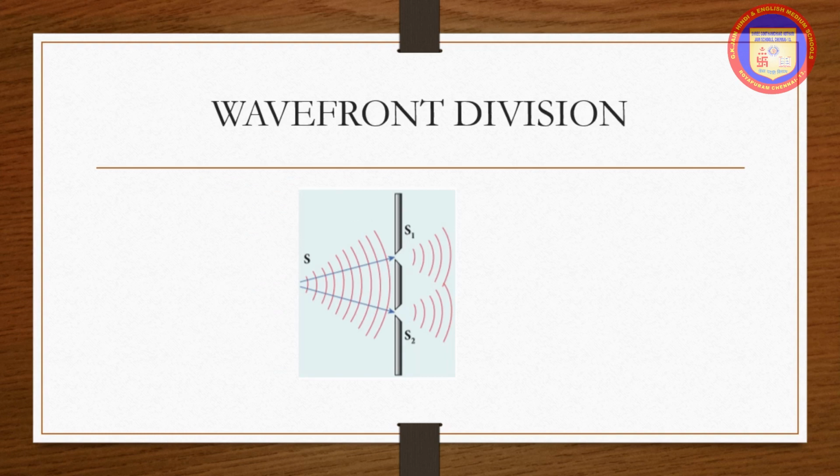Next is wavefront division. This is the most commonly used method for producing two coherent sources. A point source produces a spherical wavefront, which we have already learned. All the points on the wavefront are at the same phase. If two points are chosen on the wavefront by using a double slit, the two points will act as coherent sources. It is shown in the diagram. This is the one which we are using for the double slit experiment.